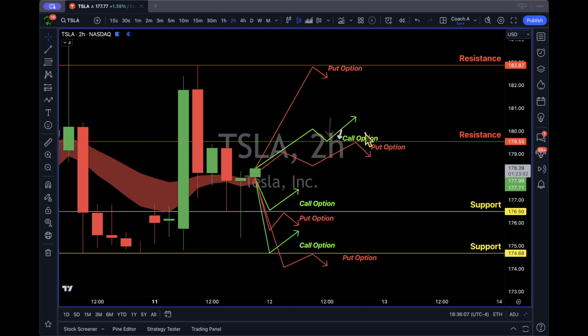Right there, right there. Let me mark that off. Okay, resistance at the 179. And we start making our way up. Great opportunity for a call option, guys.